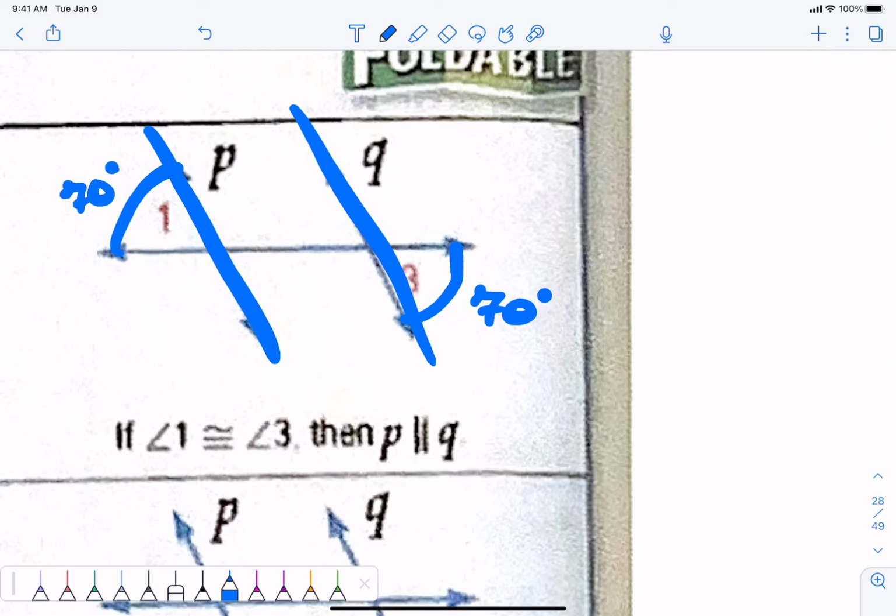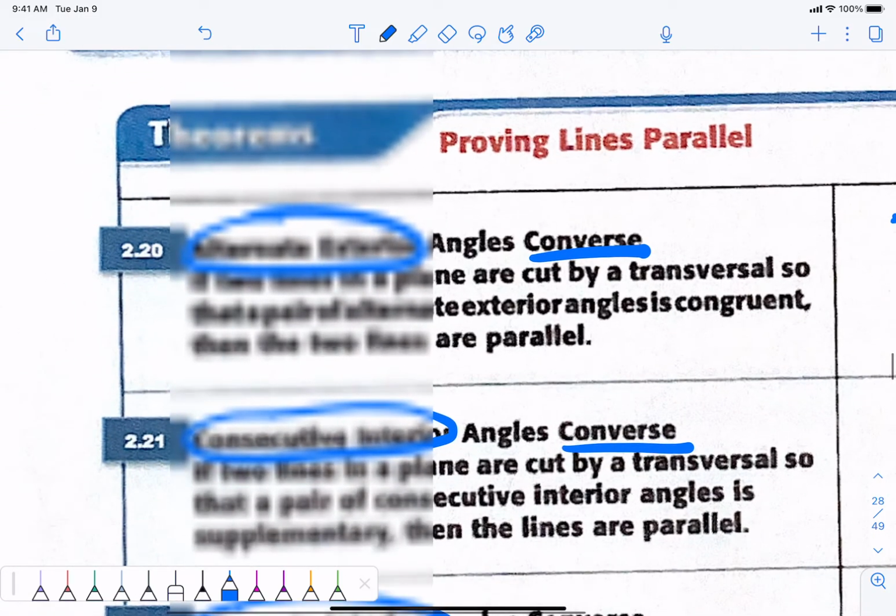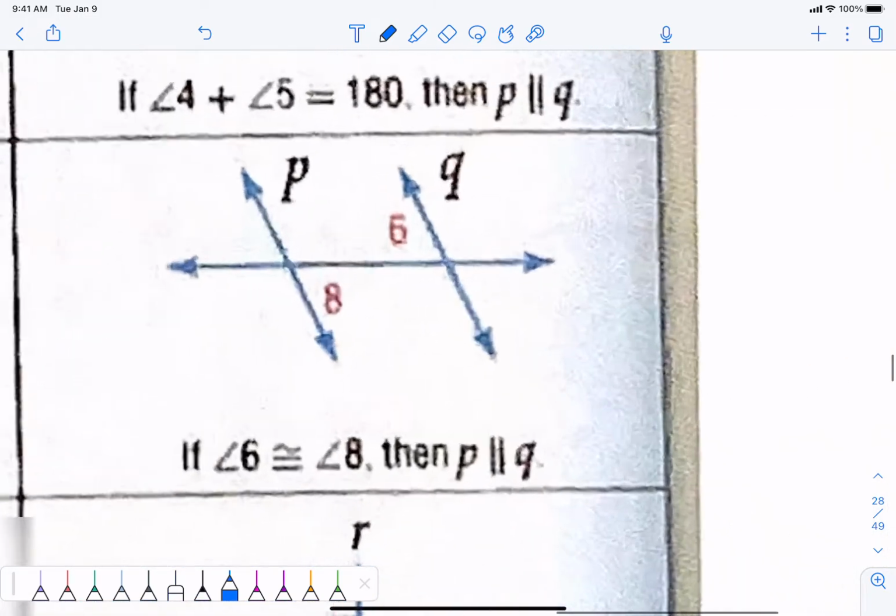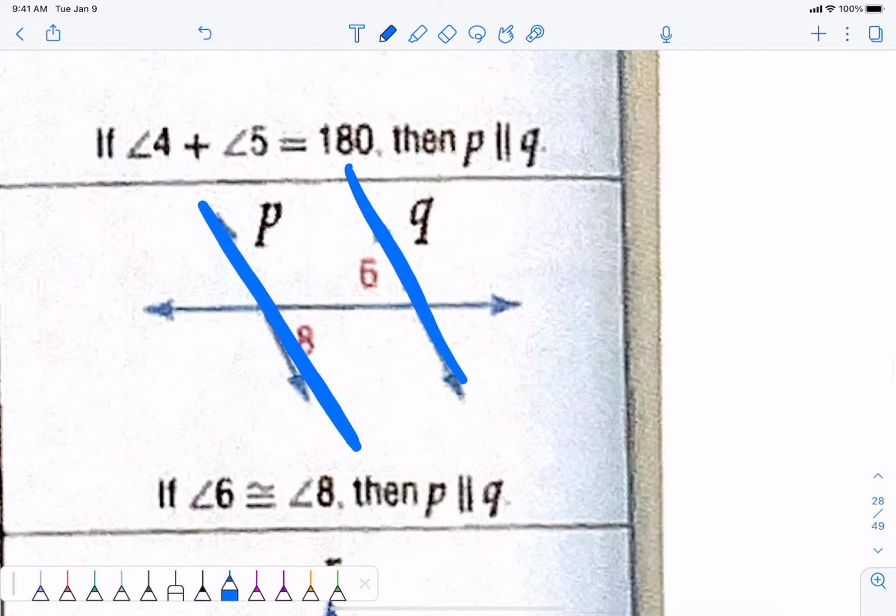Yes, because these are alternate exterior angles. So that's just saying the converse. We're trying to prove that they're parallel. That's the converse, okay? Let's go down to this third one. Here is my two lines. I don't know that they're parallel, but if I say that angle 8 is, let's say, 60 degrees and angle 6 is also 60 degrees, do those two lines have to be parallel? Yes, because those are alternate interior, okay?